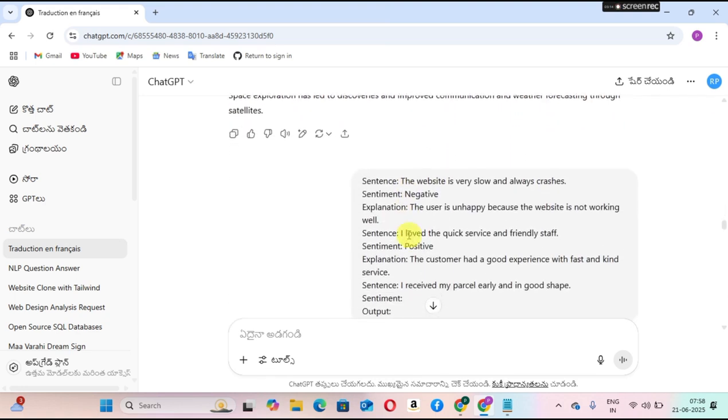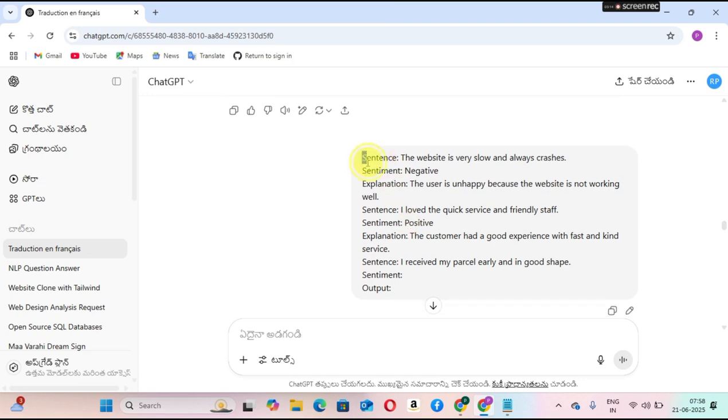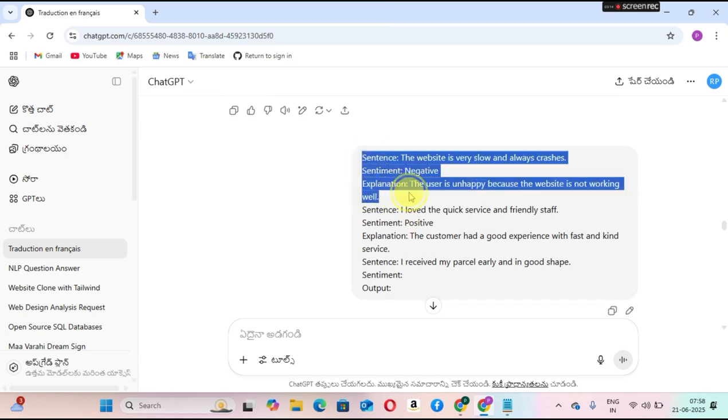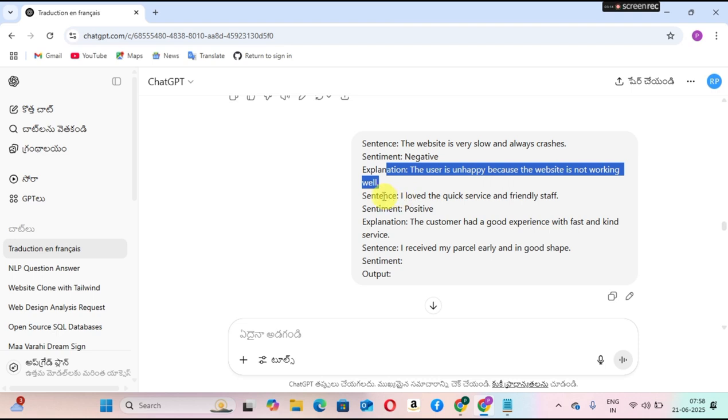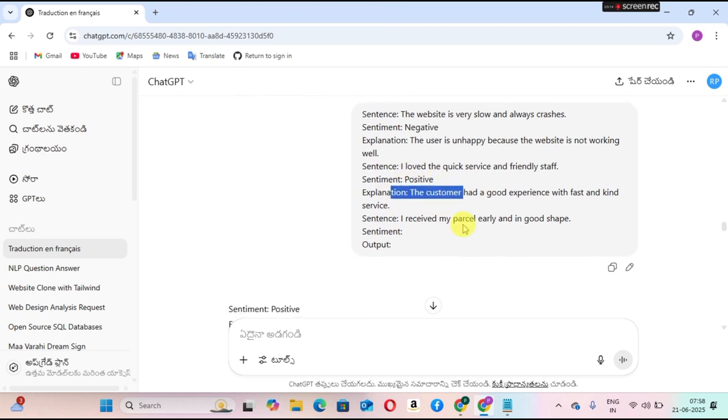So now let's try a sentiment task where the model gives an explanation too. We will give a few examples so it learns how to write the explanations. Here the sentence is, the website is very slow and always crashes. The sentiment is negative and the explanation is, the user is unhappy because the website is not working well. The second example is, I loved the quick service and friendly staff. Sentiment is positive. Explanation is, the customer has a good experience with fast and kind service.